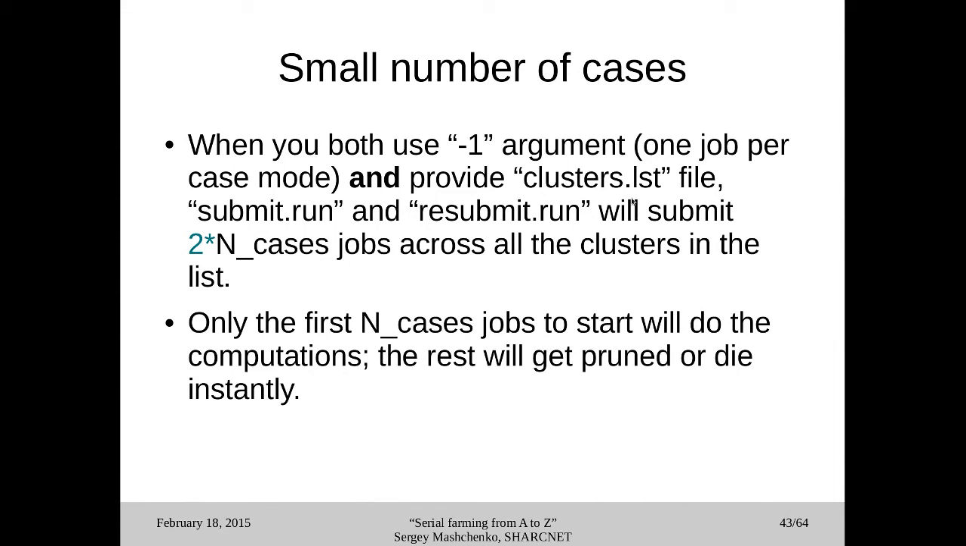But if you provide multiple clusters in the clusters.lst file, it will actually submit twice as many jobs globally across all those clusters. So if you list, let's say, 4 clusters, and you have 100 cases in your table, it will submit 200 jobs across 4 clusters. So each cluster will get 50 jobs on average. So why do that? This is to enable this grid behavior.